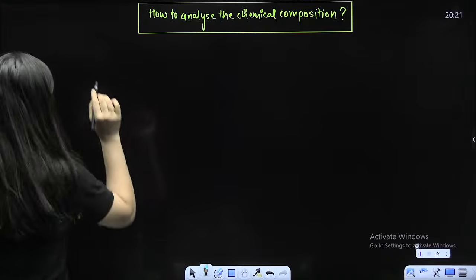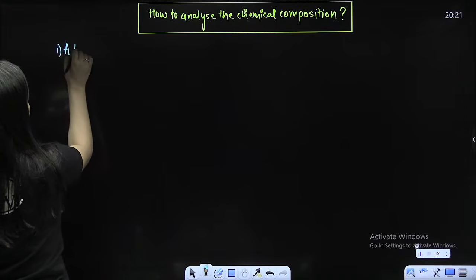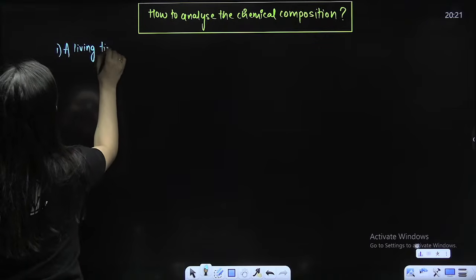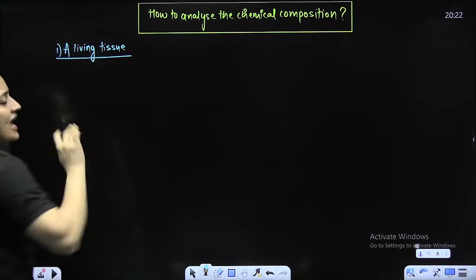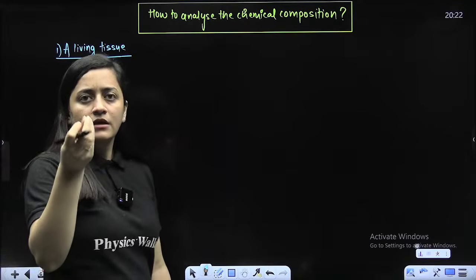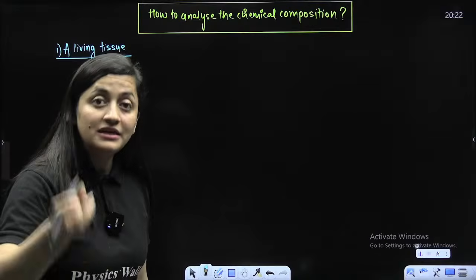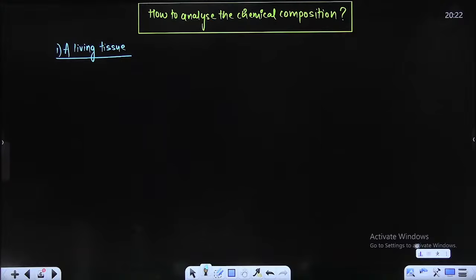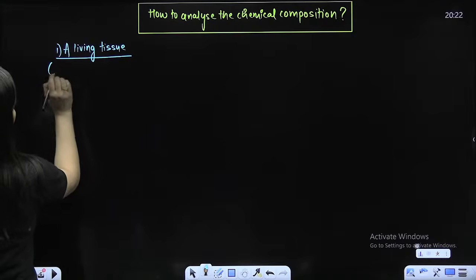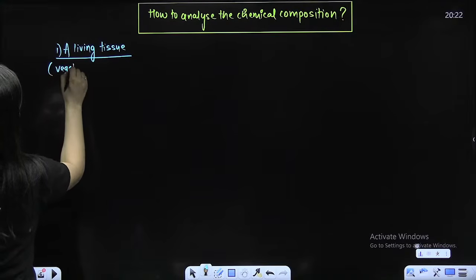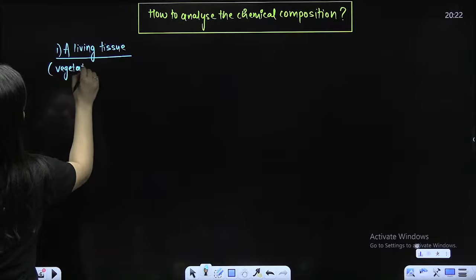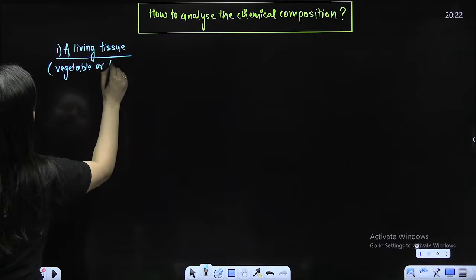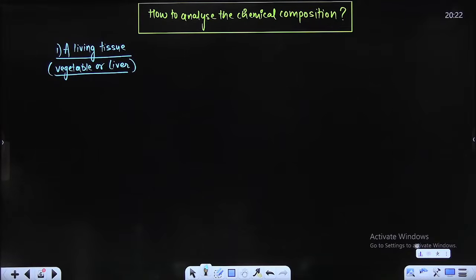So what are we going to do? First of all, you will take, number one, a living tissue, living material. It can be anything, students. It can be plant material, animal material, or microbial paste, anything which is living, we have to take that. It can be a vegetable, a piece of liver, anything you can take. It should be a living tissue.